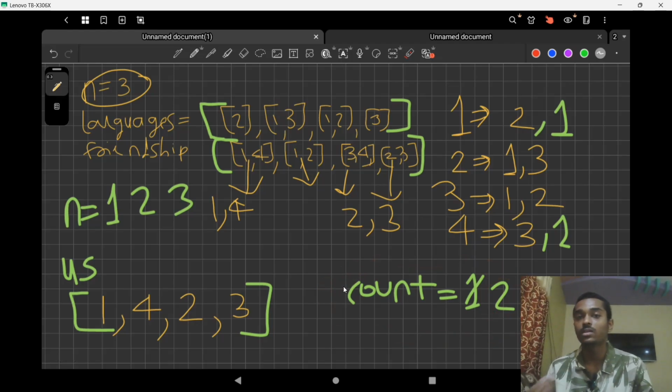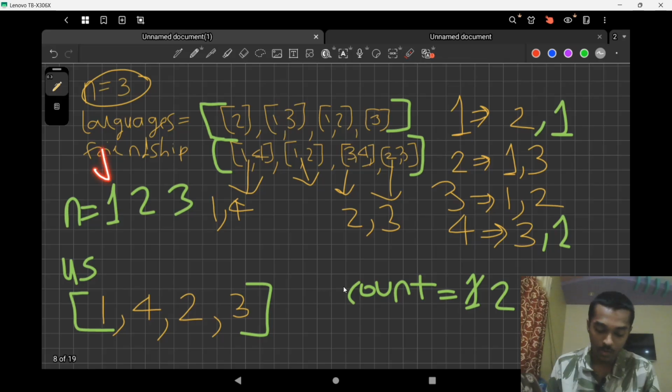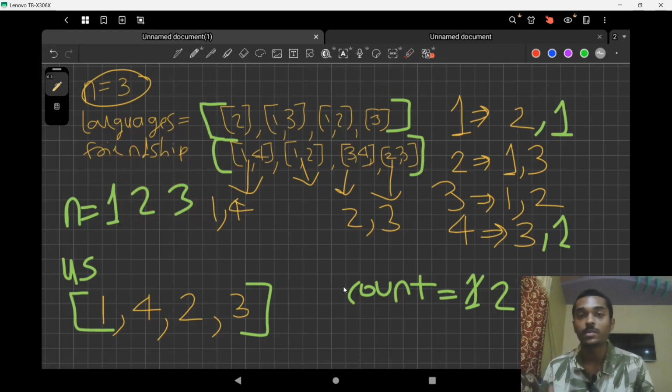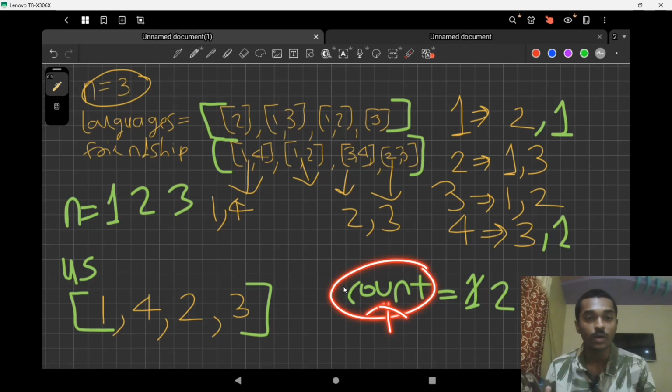So brute force is very simple. We try every possible language, and we check whether each language is known by each person. If it isn't known, we have to teach it and increase the count. This is the number of people we need to teach. So this is our approach.